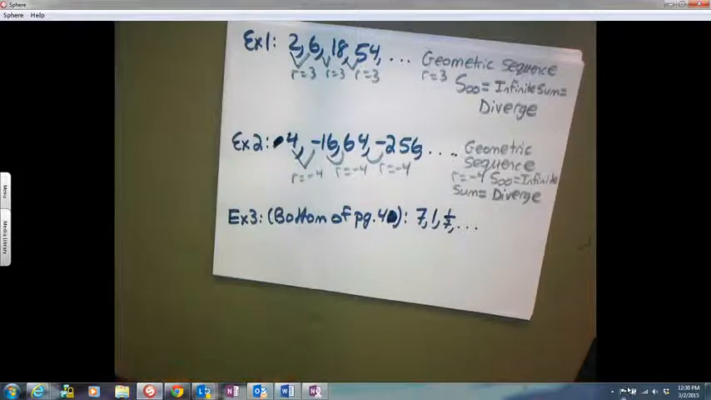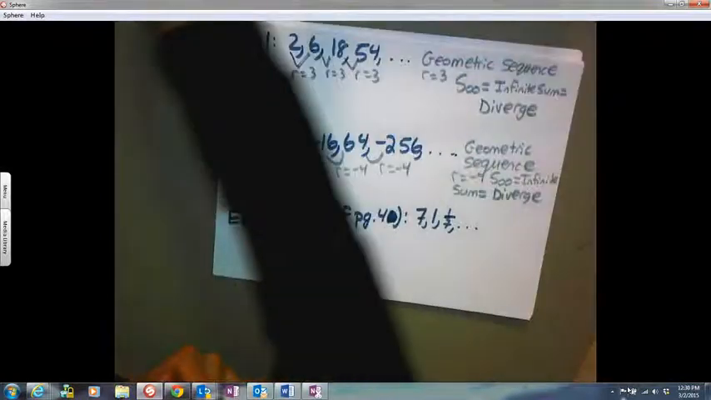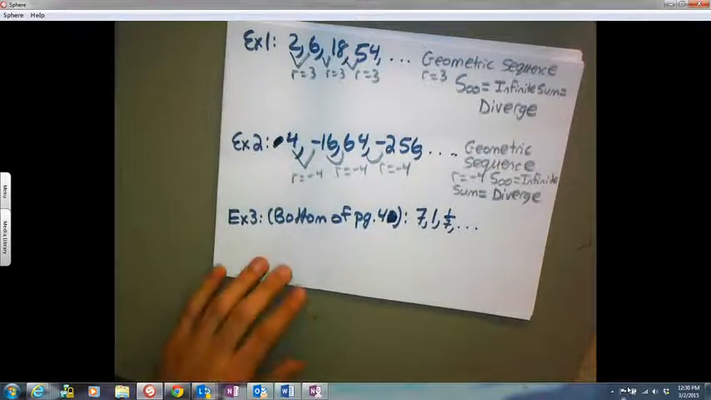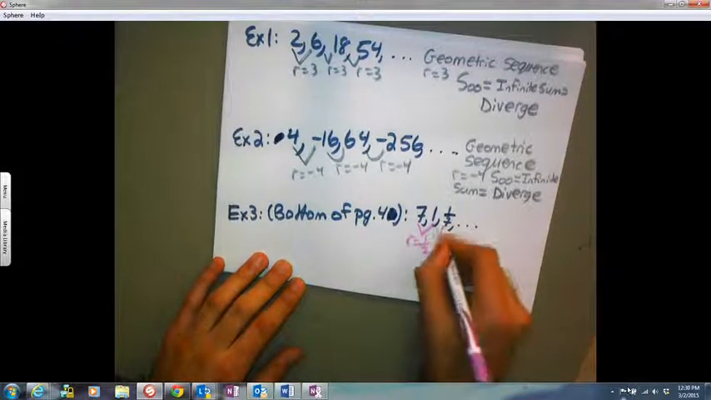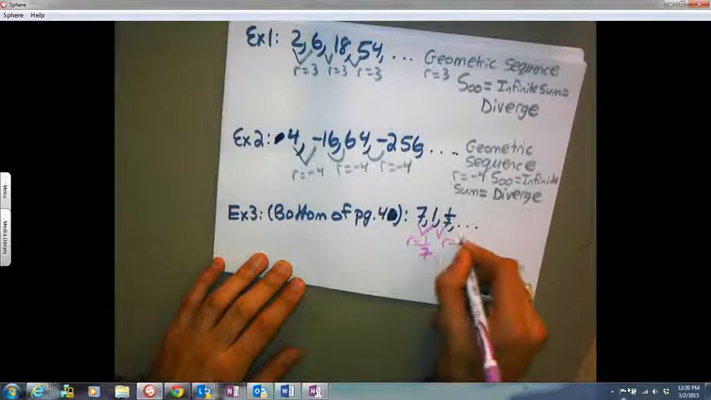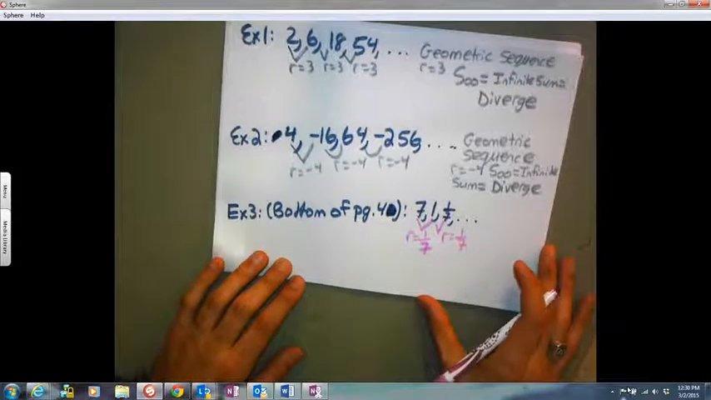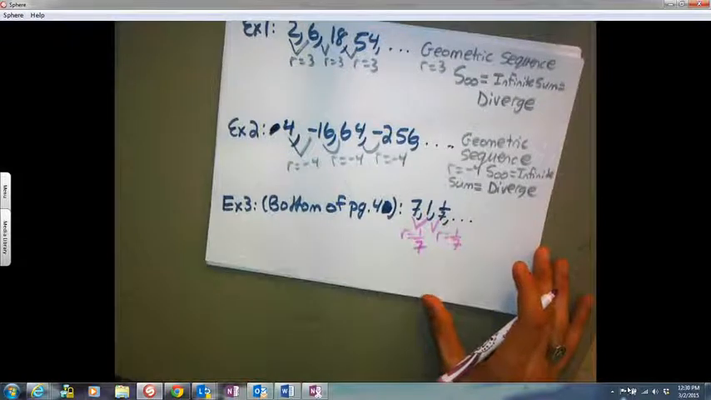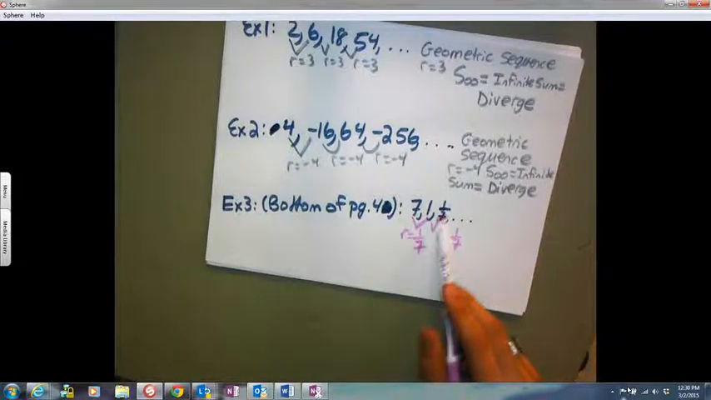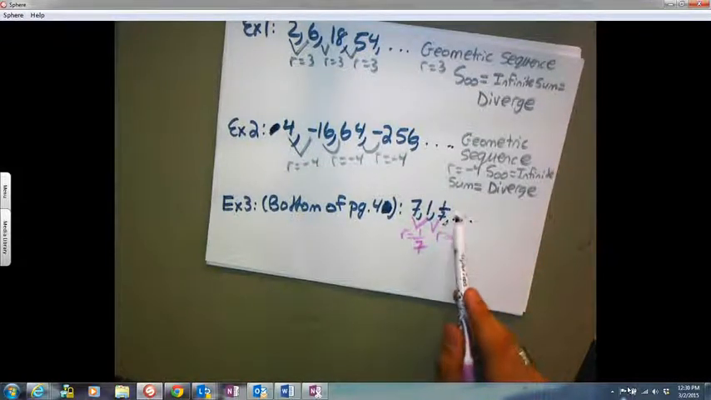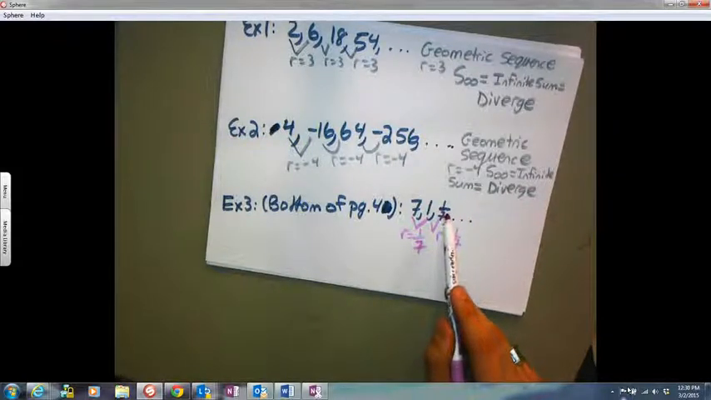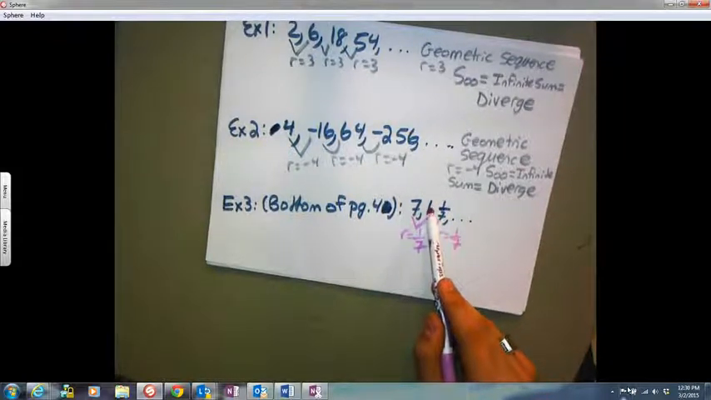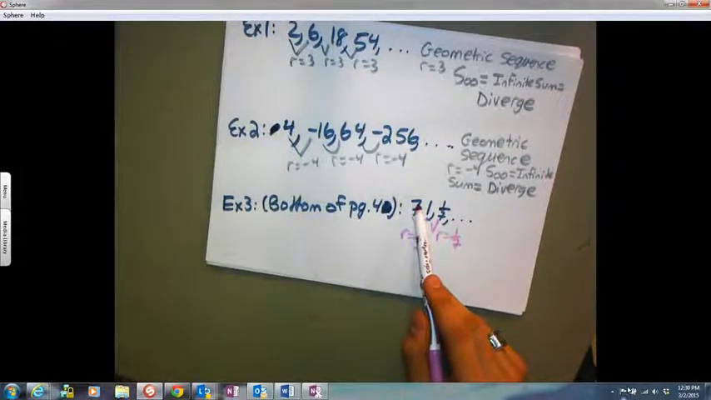Now let's understand why this bottom sequence is different than all the other ones. Here we have an r of 1/7. This is the key, folks. If I keep multiplying by 1/7, the next term will be 1 over 49. 1 over 49 is smaller than 1 over 7. 1 over 7 is smaller than 1. 1 is smaller than 7. So the terms continue to get smaller.